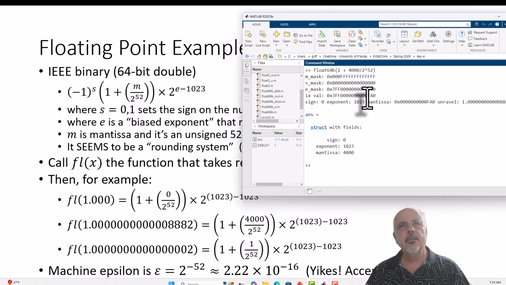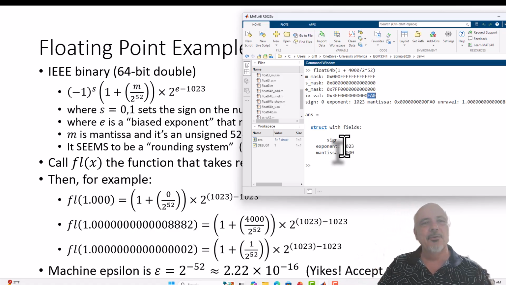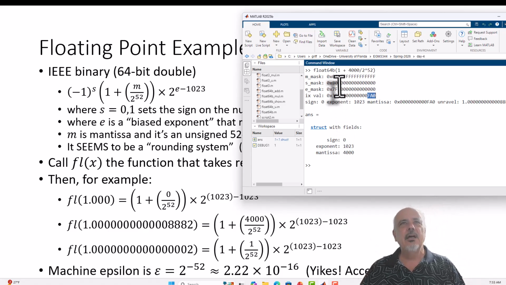Hex-wise, it's got FA0 in the last 3 nibbles. So that FA0 must be the hexadecimal version of 4,000. We got that from masking the mantissa there. Same exponent that we had before, the 1023.